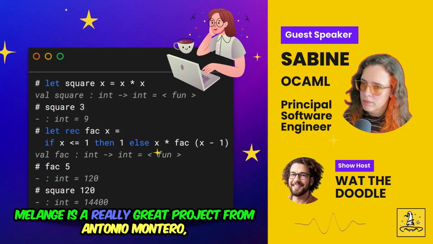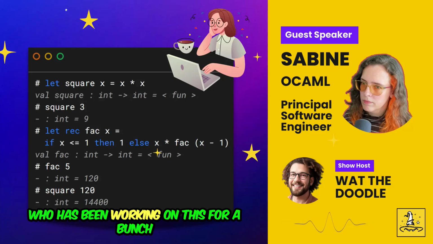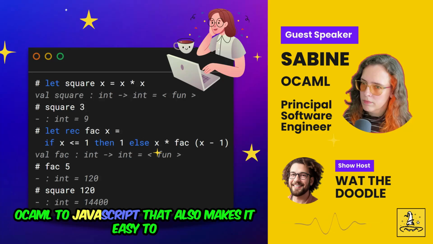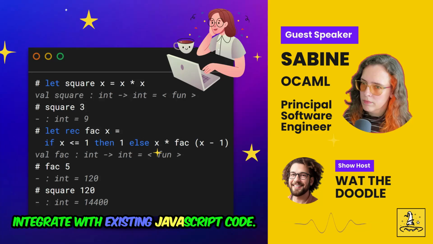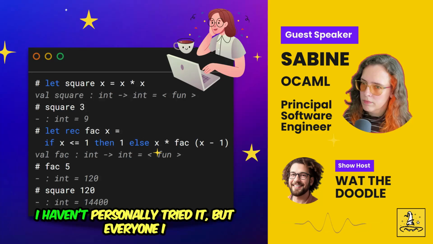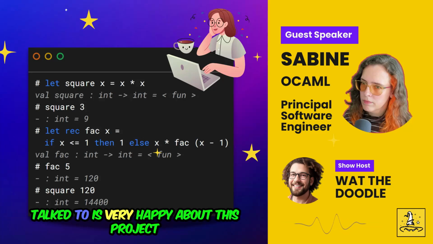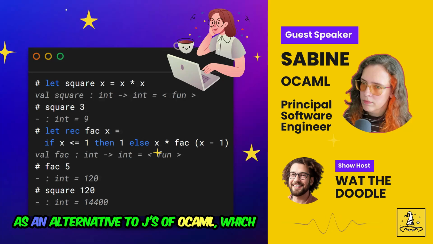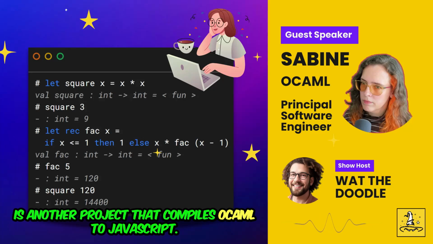Melange is a really great project from Antonio Monteiro, who has been working on this for a bunch of years now. And this is a compiler from OCaml to JavaScript that also makes it easy to integrate with existing JavaScript code. I haven't personally tried it, but everyone I talk to is very happy about this project. As an alternative, there's js_of_ocaml, which is another project that compiles OCaml to JavaScript.